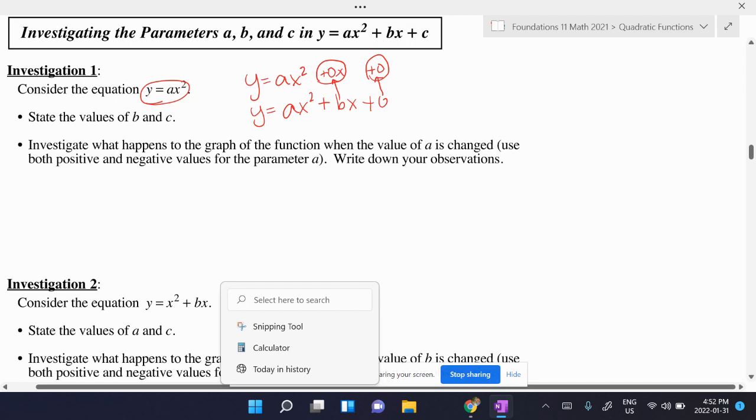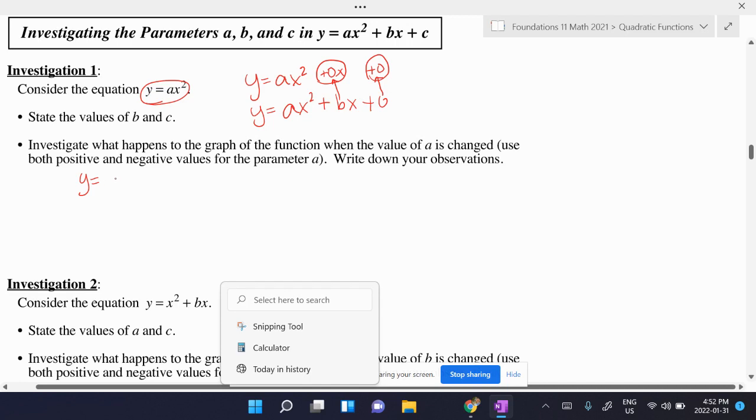So investigate what happens to the graph of the function when the value of a is changed. Use both positive and negative values for the parameter a. Write down your observations. So what they want you to do is, in your calculator, make a few different graphs.